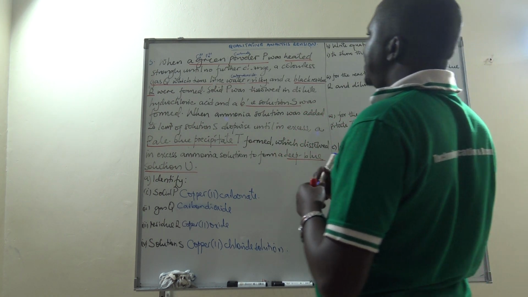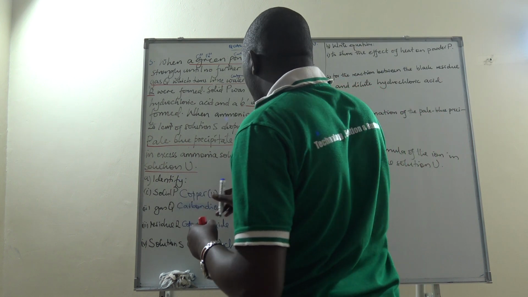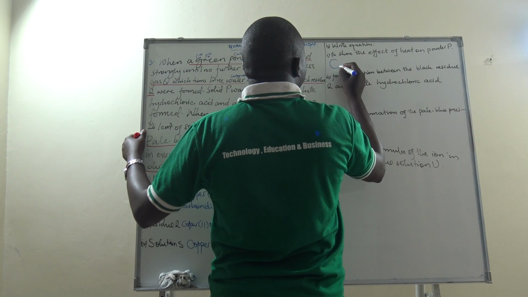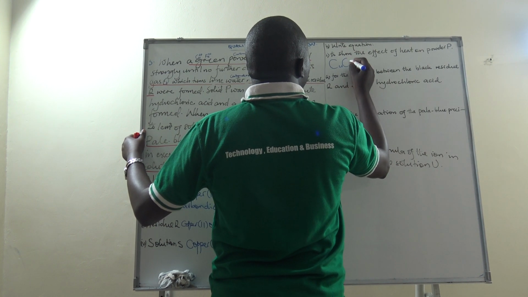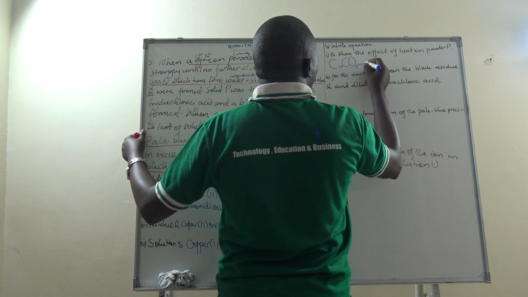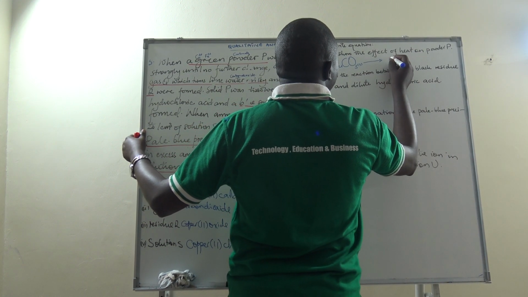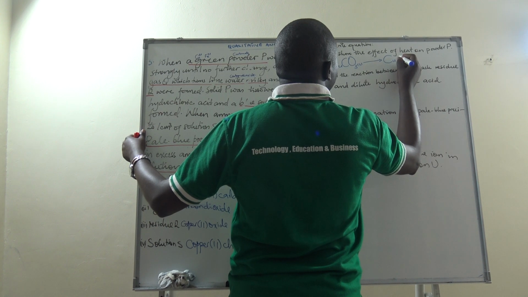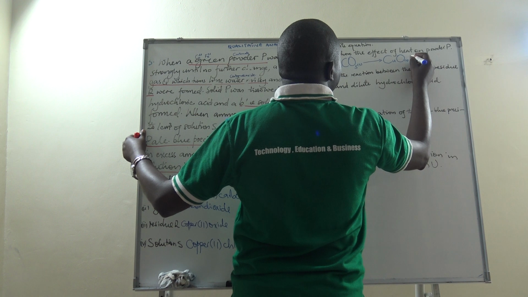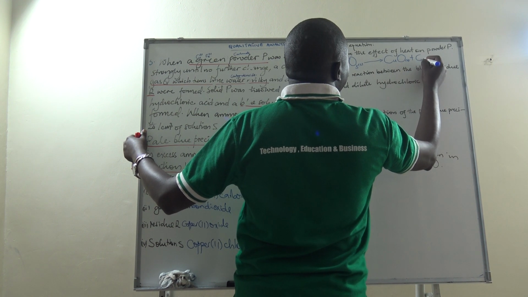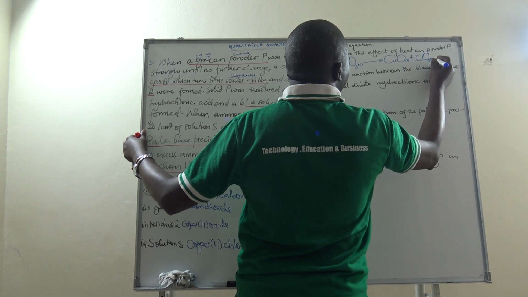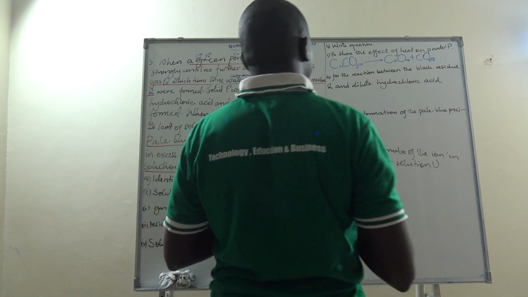We should write the equation to show the effect of heat on powder P. So our powder P is copper 2 carbonate. So we are going to write the equation for the thermal decomposition of copper 2 carbonate. Copper 2 carbonate, when heated, decomposes into copper 2 oxide, which is the black solid, and then carbon dioxide gas, which is the colorless gas which turns lime water milky.